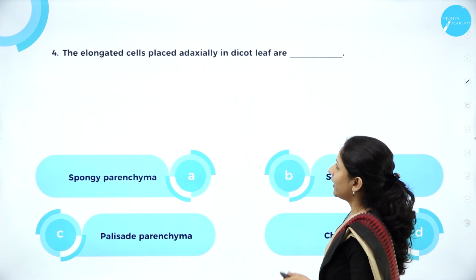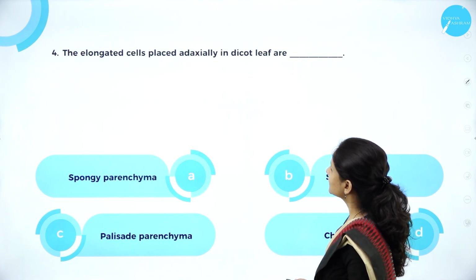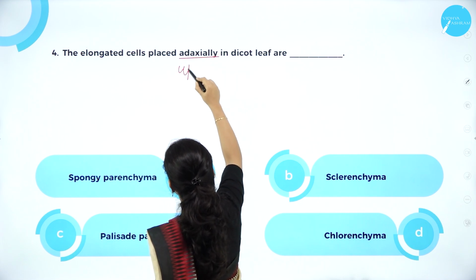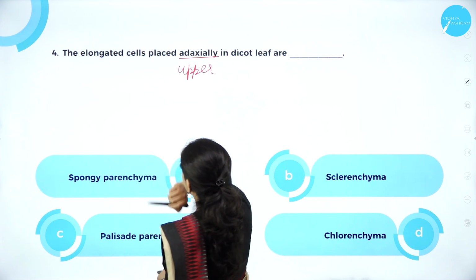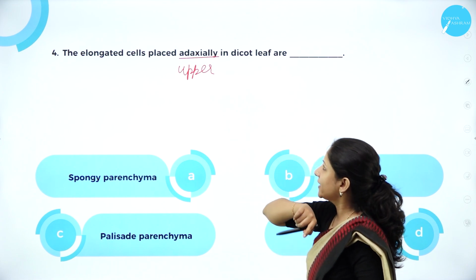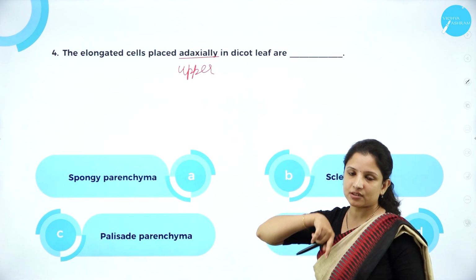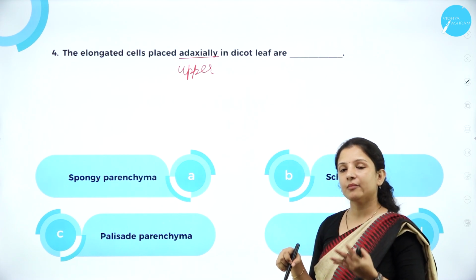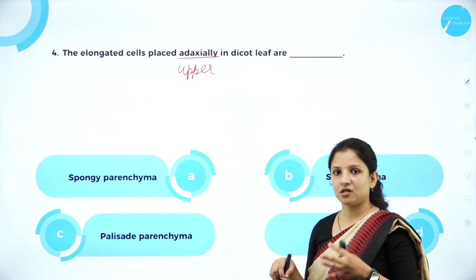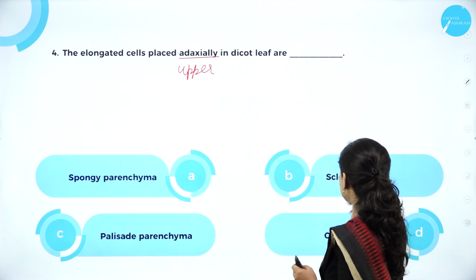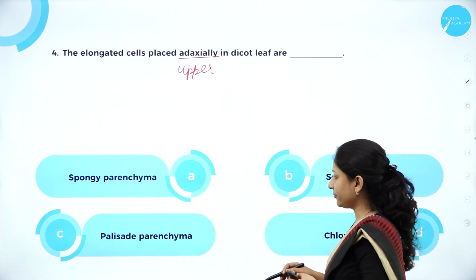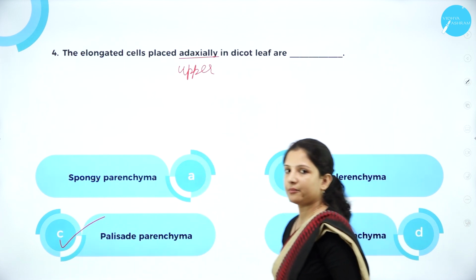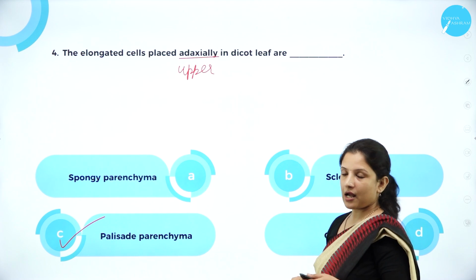Next question, the elongated cells placed adaxially in dicot leaf. So, adaxially means upper. Or the question can be, the elongated cells placed towards the upper epidermis in the dicot leaf are spongy parenchyma. No, spongy parenchyma are placed towards the abaxial epidermis or towards the lower epidermis. Sclerenchyma, they do not have sclerenchyma at all. Palisade parenchyma, yes, it is palisade parenchyma. So option C is the right answer.